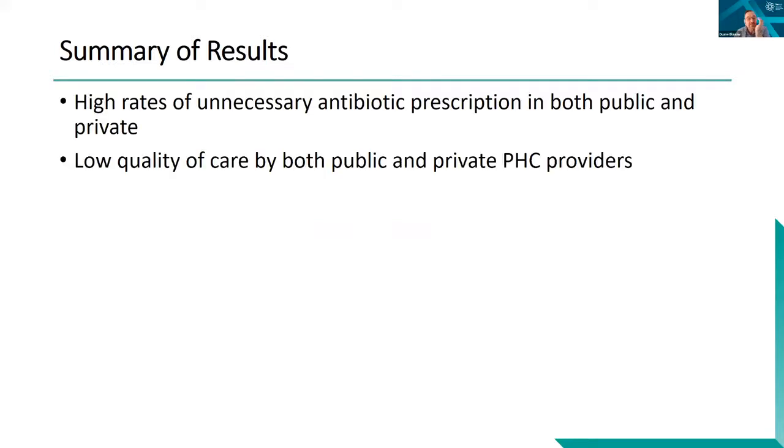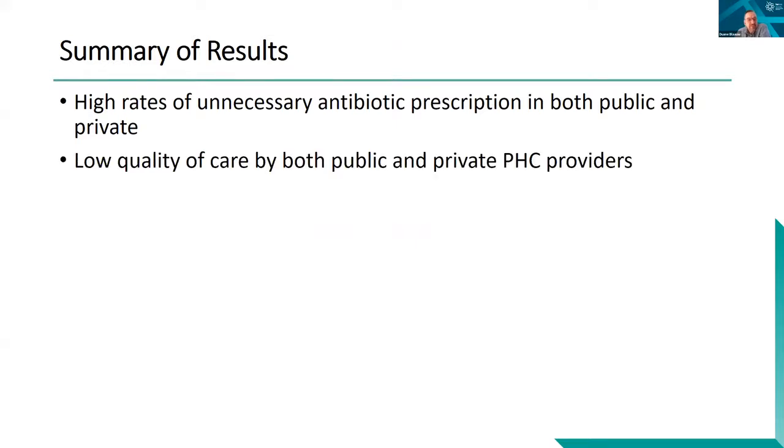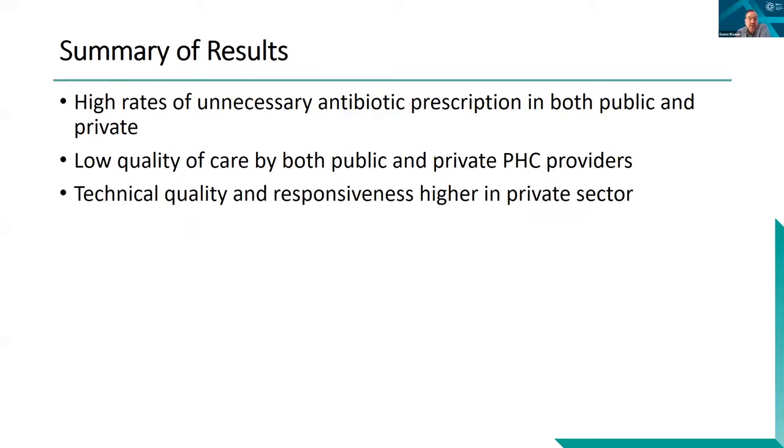In the last slide, I know this presentation is mostly focused on the methods, but just to briefly summarize the results from our study. Firstly, we found very high rates of unnecessary antibiotic prescribing in both the public and the private sector. It was 67% by private providers, and 78% of our SPs got antibiotics in the public sector. In terms of the checklist, the general quality of care was low in both the public and the private sector.